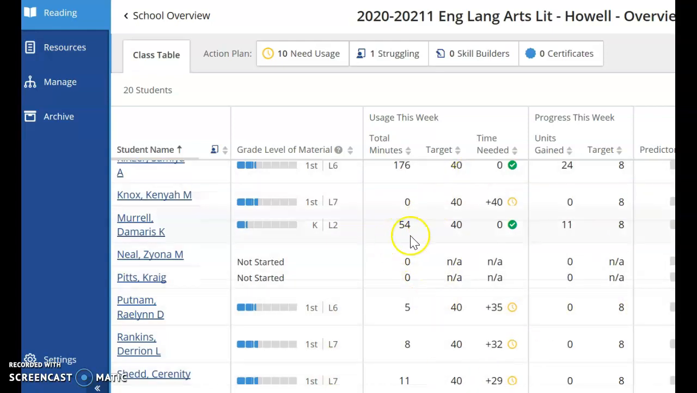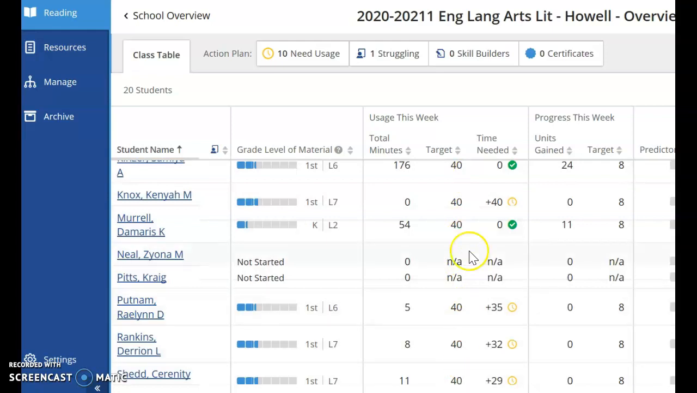Okay, also you'll see that this student is kindergarten, and because they're kindergarten and this is a first grade class, you'll see that their total minutes is 54, whereas this student, their total minutes is less than 54. Okay, their total minutes is 40. Oh, I'm sorry, wait a minute, I got that backwards. They both have 40 minutes. But their total minutes this week, this student spent 54 minutes on the program, whereas this student has only spent 5 minutes on the program. I'm sorry, I have that backwards.